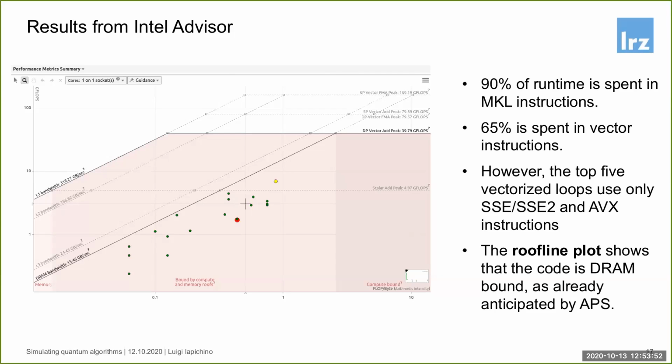This is just the initial assessment of performance. We see good signs that one can go deep and reach good performance, but at the beginning there is obviously some work that needs to be done. The roofline plot shows that the code is basically DRAM bound. This line is the DRAM bandwidth and all the points are below this line, so the code is DRAM bound as already anticipated by APS.